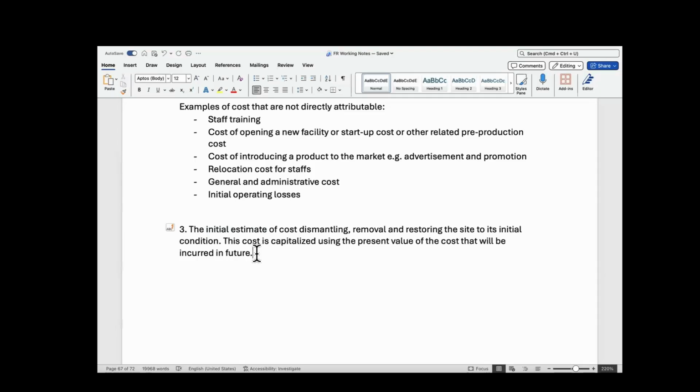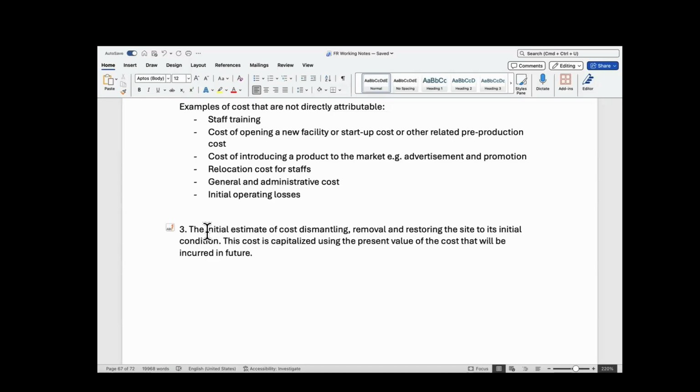And this is common for those in the oil and gas industry, that they would bring in heavy machinery on the land to drill oil from the land, and there will be oil spillage and all that. So there are usually estimates of costs that they need to incur in the future. That cost should be added as part of the cost of the assets today.